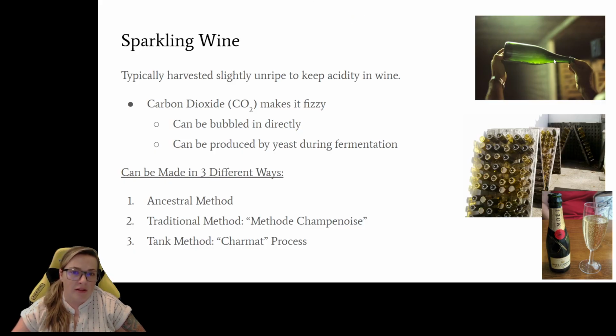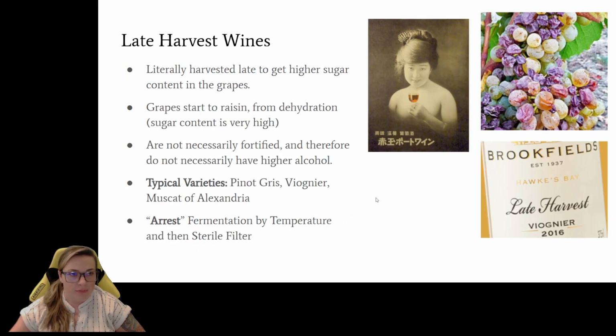However, carbon dioxide can also be bubbled in directly. That's known as the Charmat method. So that's when you have a pressurized tank, a very large tank, that you sparkle CO2 into, and then you bottle it from there, right? So it can be made in 3 different ways. We'll talk about this more in the winemaking presentation next lecture. So those 3 ways are the ancestral method, the traditional method, also known as méthode champenoise, and then the tank method, which is referred to as the Charmat process. But we'll get more into that in the winemaking lecture.